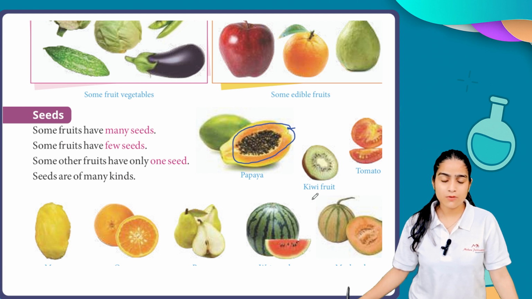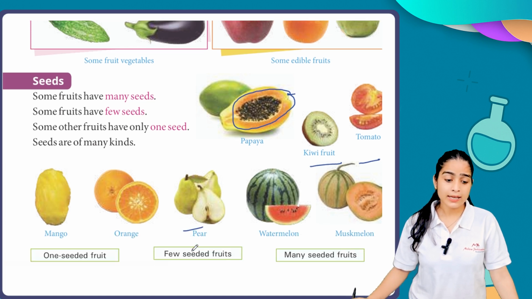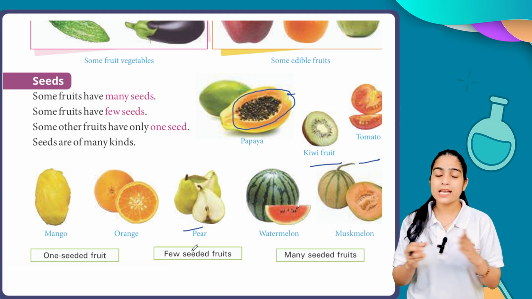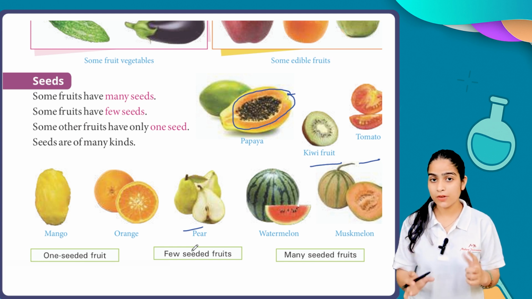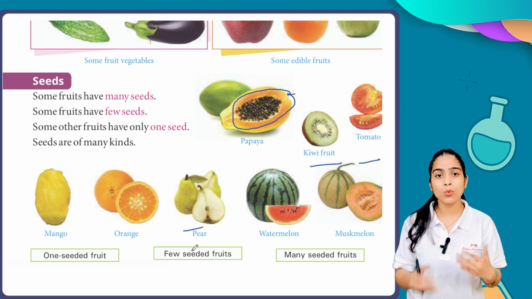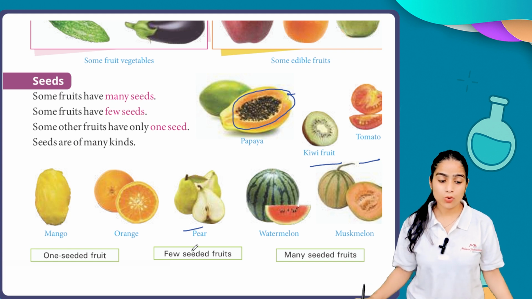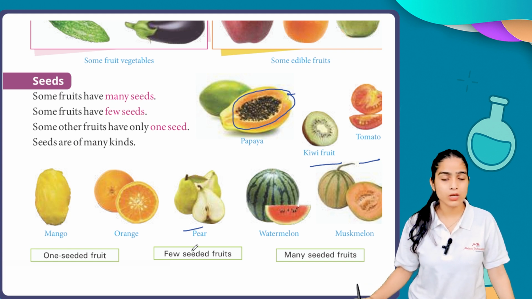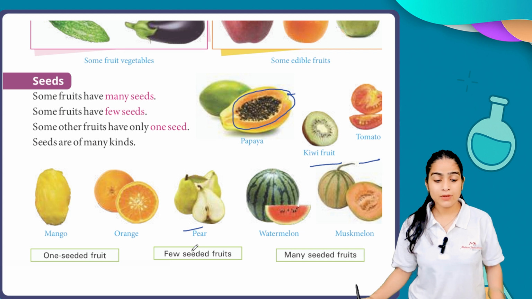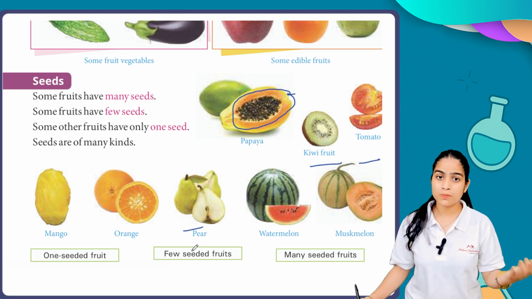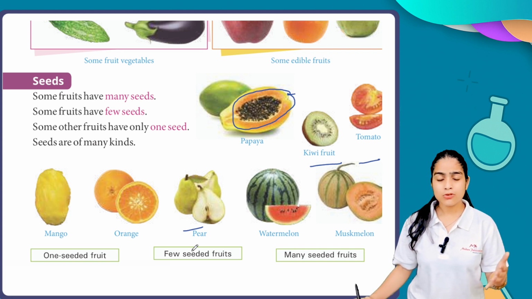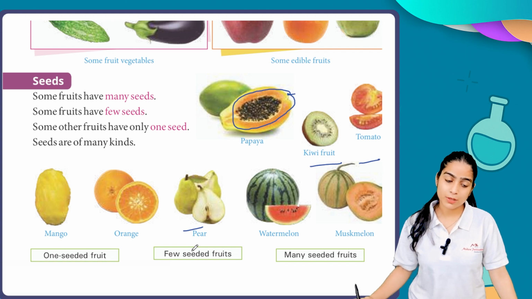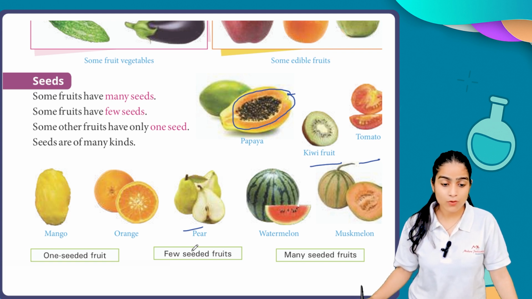Next we have kiwi, which also has many seeds. Tomato also has many seeds. But if we are talking about pears, orange and mango, we have few seeds only. Few seeds can be classified into two categories, where we have only one seed and where we have more than two or three seeds. If we are talking about the mango, it is a one-seeded fruit. And oranges, pears and apple have only a few seeds. Some other foods have only one seed.